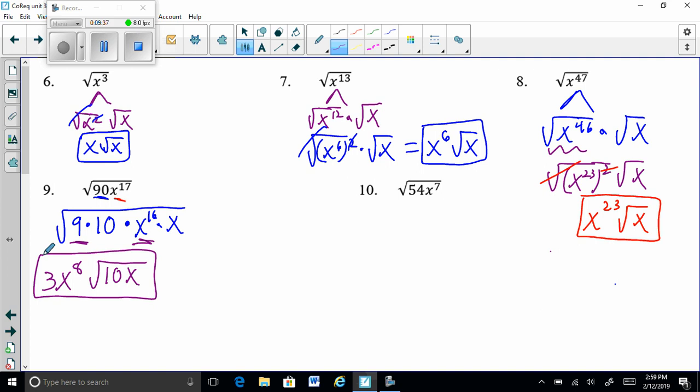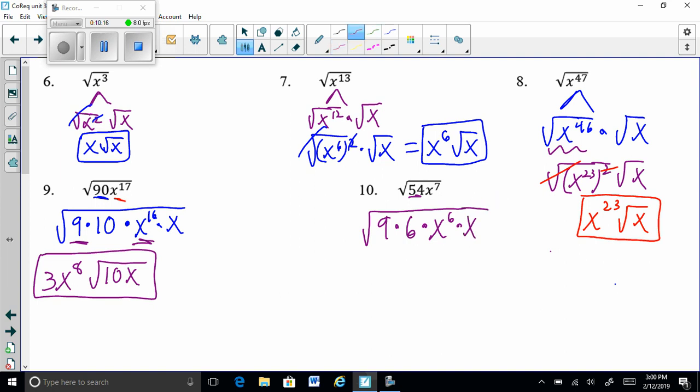Okay, so let's see. This is our next one right here. We start looking at 54. Let's see what divides into that. Not 49, obviously, not 36, not 25. 16, I don't think so. I think it's going to be 9 again. That should be 9 and 6. So we're going to break that up into 9 times 6. And then we'll break that x to the 7th into x to the 6th times x.